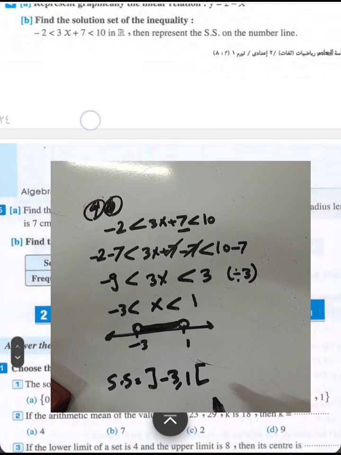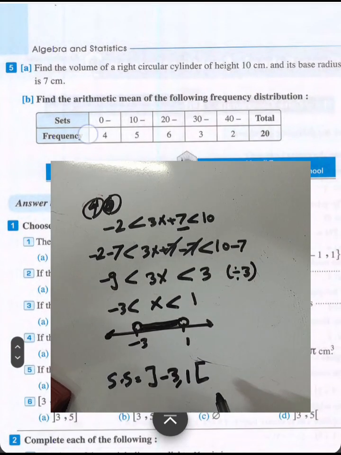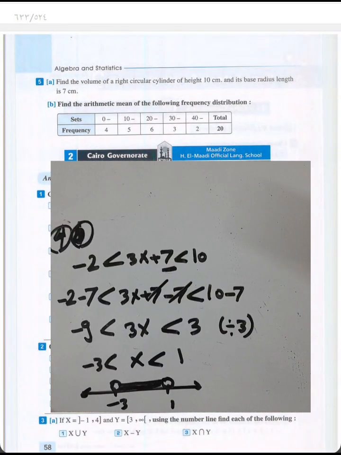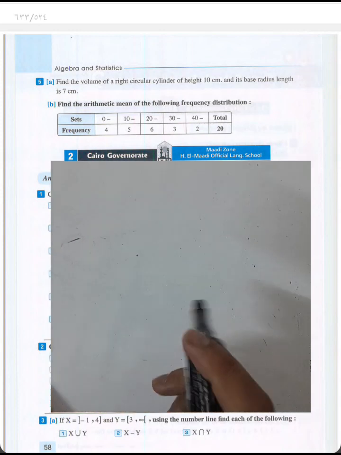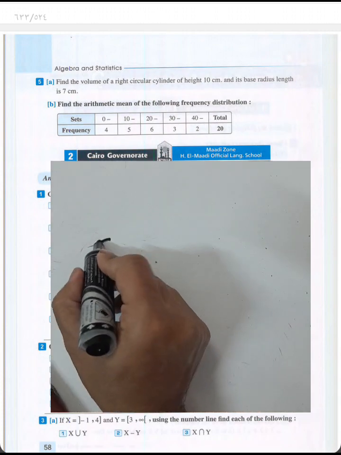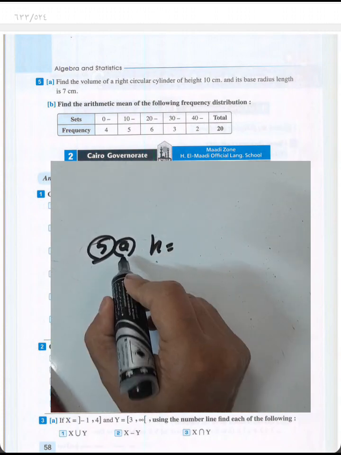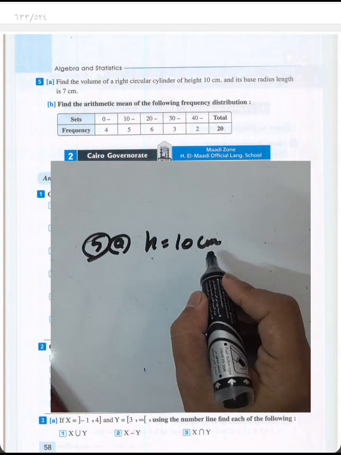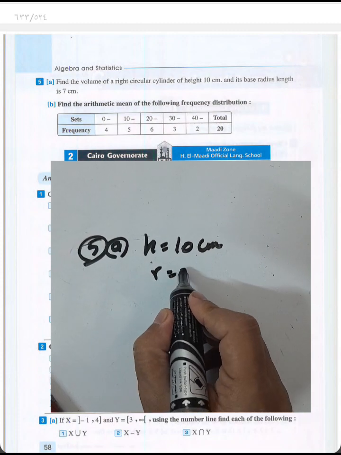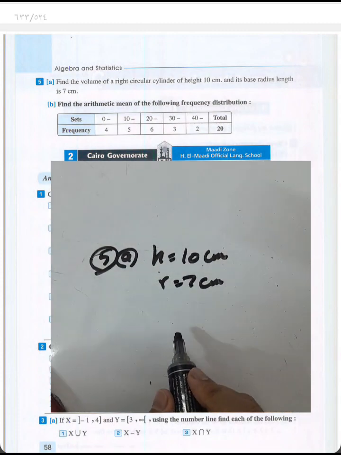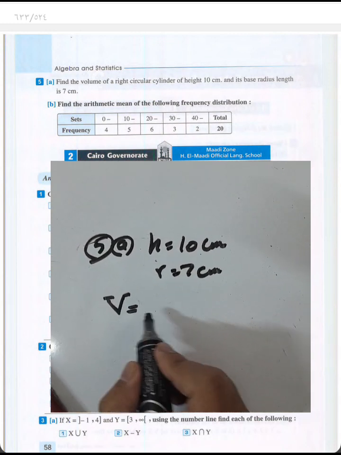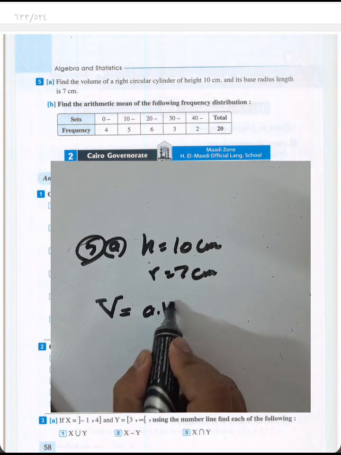Okay, next question number 5. Find the volume of a right circular cylinder. Okay, volume of a right circular cylinder of height 10 centimeters. Okay, he gives us in question A the height was 10 centimeters, and its base radius equals 7 centimeters, and you want to find the volume of the circular cylinder. We know the volume equals area of the base times the height.